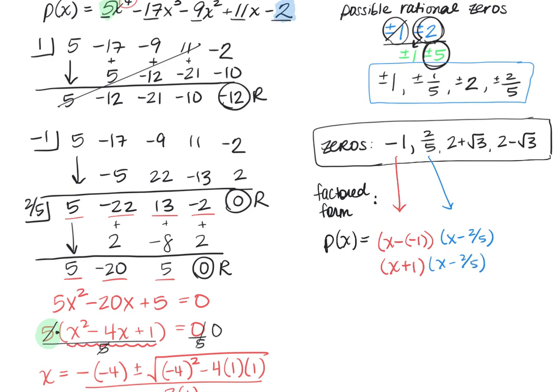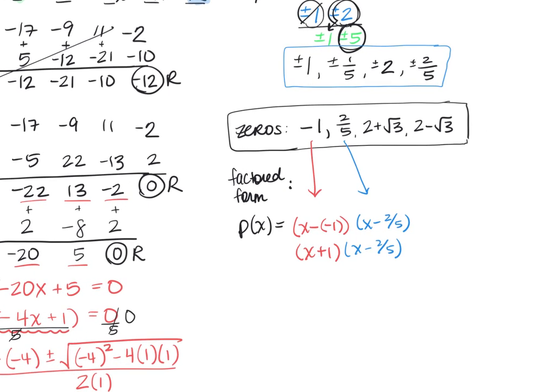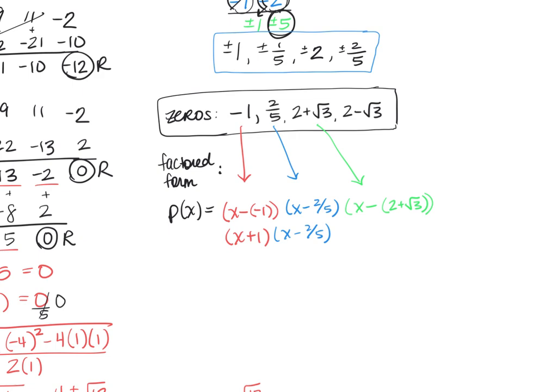And then we do the same thing for the remaining 2 zeros, the ones that are irrational. So 2 plus the square root of 3 produces x minus. Now be careful because 2 plus the square root of 3 has 2 terms, and we want to subtract the entire quantity, both terms. So we do need parentheses around that 2 plus the square root of 3. And then same thing with 2 minus the square root of 3. So that produces x minus the quantity 2 minus the square root of 3 as my remaining 2 factors. So I'll recopy those here.